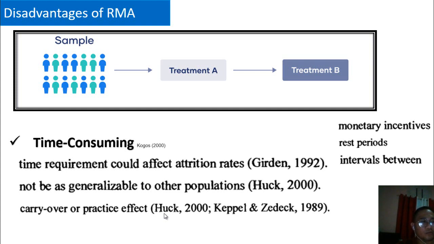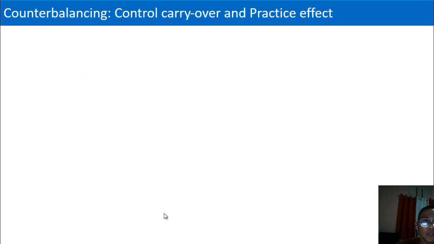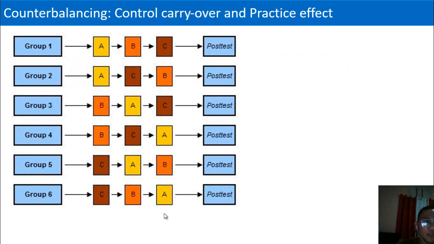And one way to control carryover is the counterbalancing. So how to do the counterbalancing? So this is it. We have the group 1 and 2. Since we have 3 treatments, A, B, C, and we have 6 groups, then we can divide 6 by 3. That means by pair of 2. So group 1 and group 2 will undergo treatment A, and group 3 and 4 undergo treatment B, and group 5 and 6 undergo treatment C.